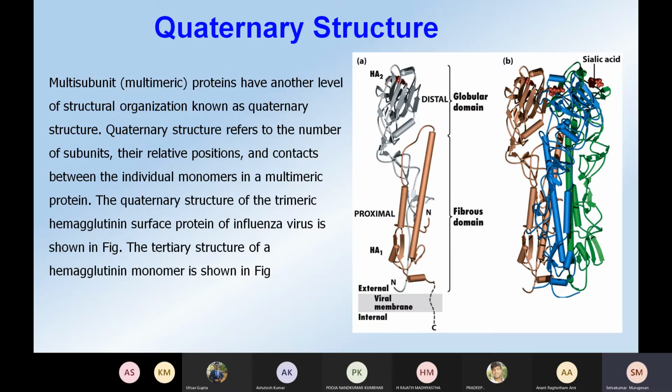Media means, look, proteins always interact with different media in our body, right? Either blood or water or any kind of buffer solution, right?